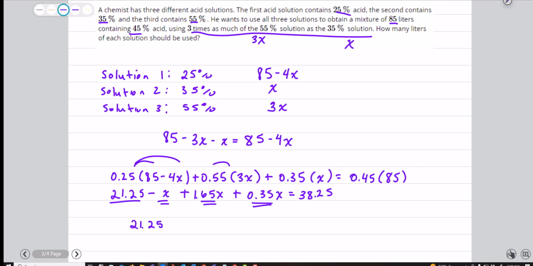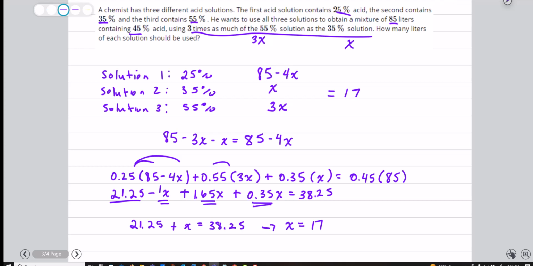I can collect some like terms to end up with 21.25, combining all of these terms, surprisingly. So if you 1.65 plus 0.35, that's 2 minus 1, that's like there's a 1 there. So I actually just end up with 1x equals this 38.25, and then I subtract 21.25 on the other side, and I get x equals 17. So the 35% would be, I didn't mean that to be so ugly, would be 17 liters.